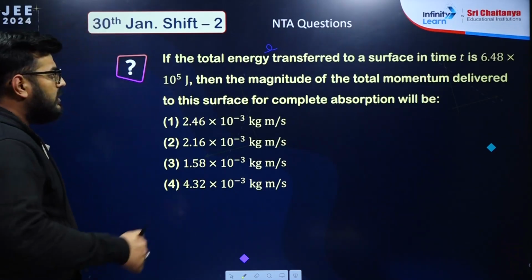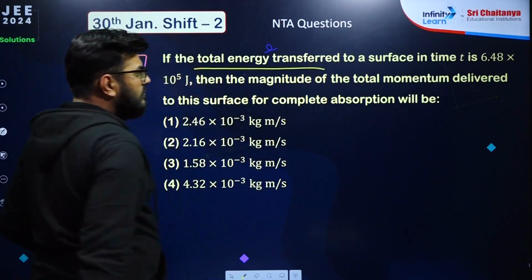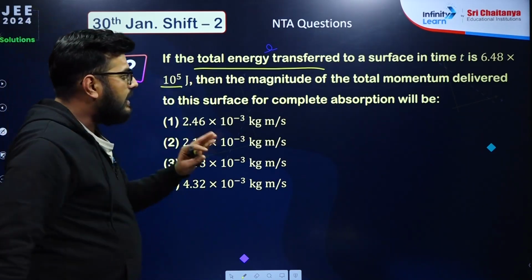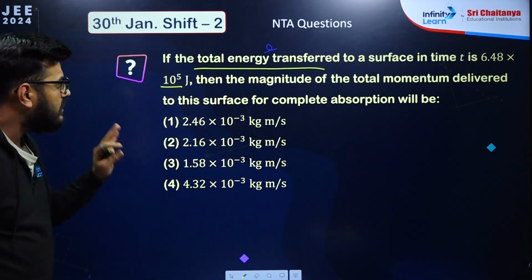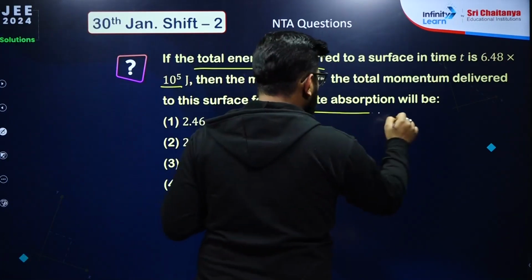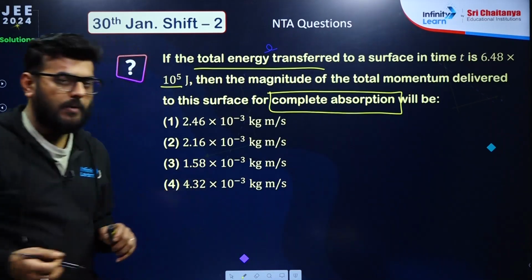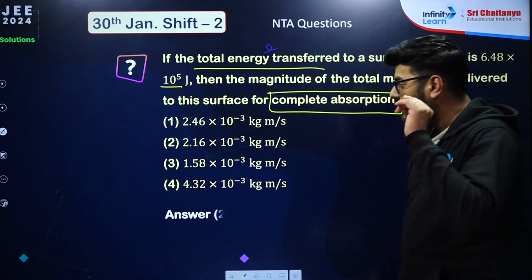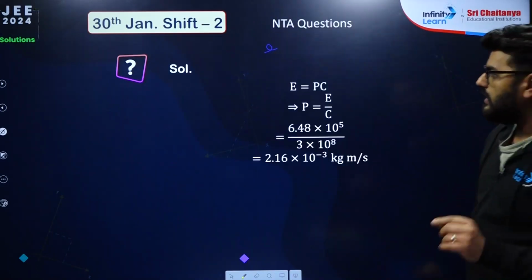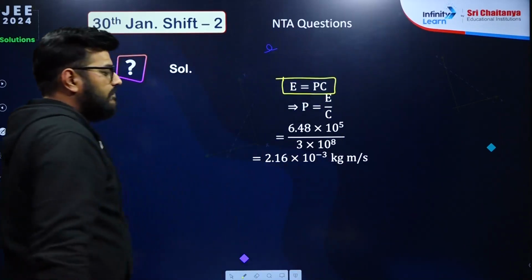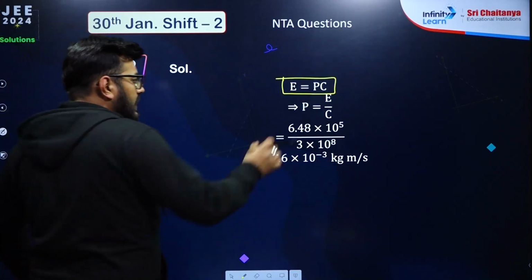Now, if the total energy transferred to a surface in time t is 6.48 into 10 to the power 5 joules, then the magnitude of total momentum delivered to this surface for complete absorption is. They're talking about complete absorption, not purely reflection. Now in complete absorption, the energy is simply equal to P into C.